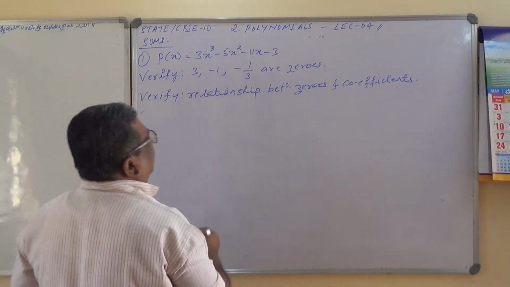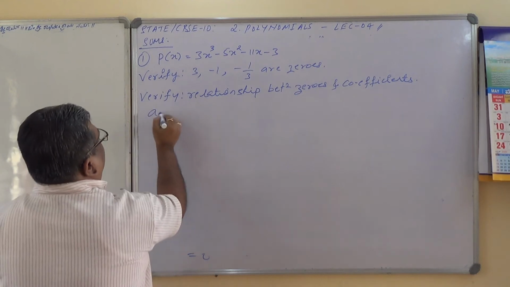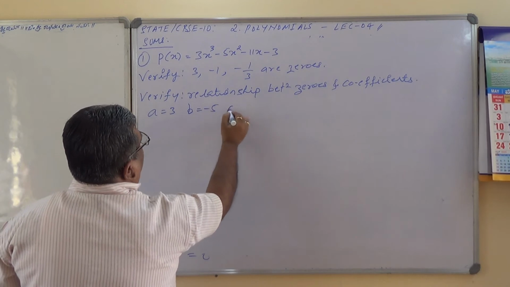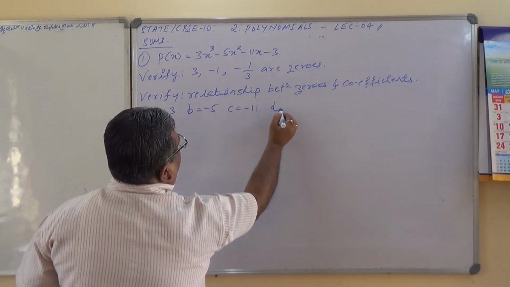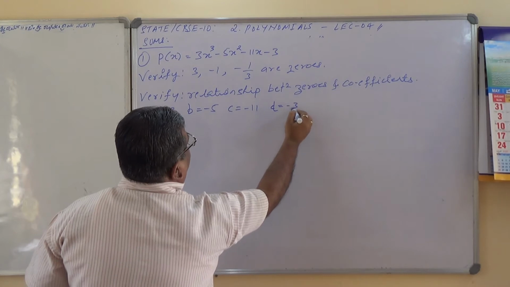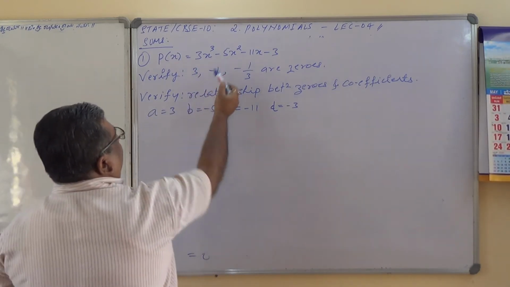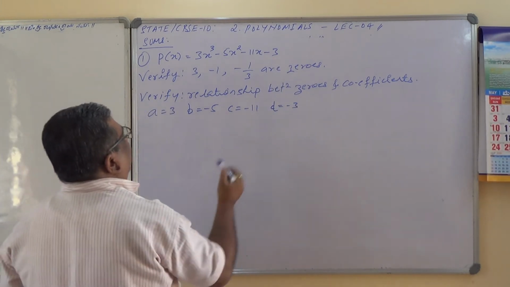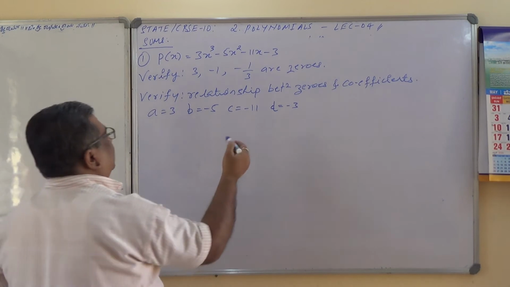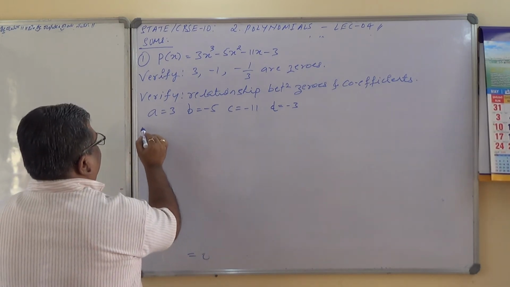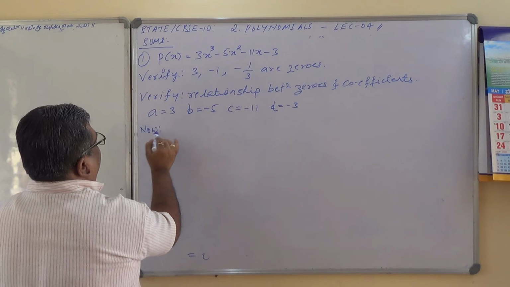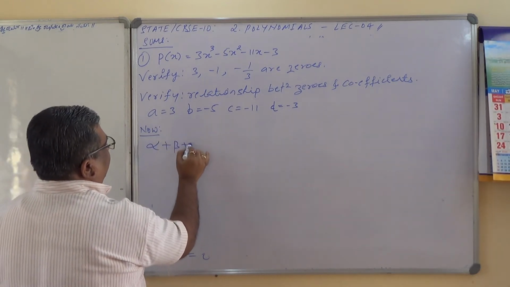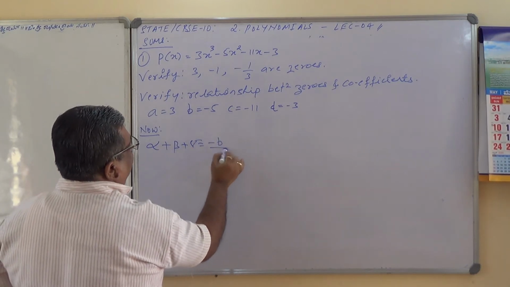First of all, I have to populate the values of coefficients. A equals 3, B equals minus 5, C equals minus 11, and D equals minus 3, correct? 3, minus 5, minus 11, minus 3, yeah. And if alpha, beta, gamma are the zeros, then the sum of zeros is the first one. We are going to verify the relationship between zeros and coefficients. What is the first one? Alpha plus beta plus gamma equals minus b by a.